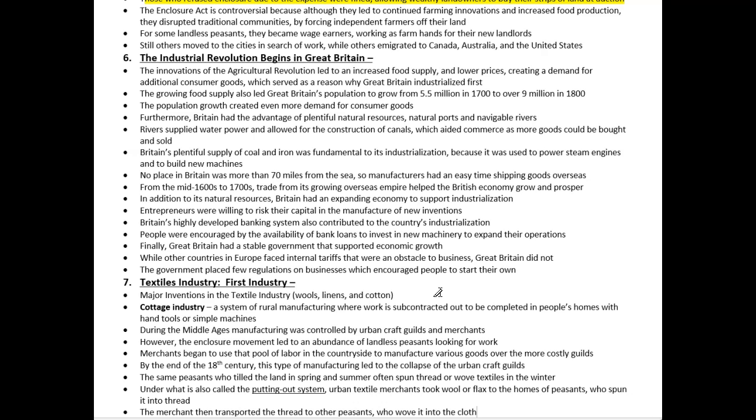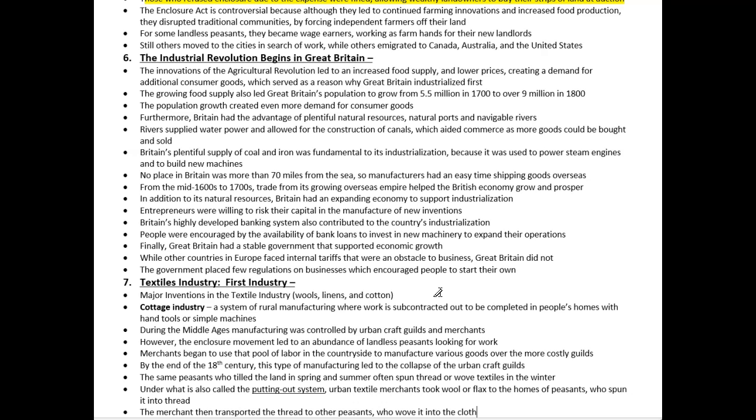Number 6, the Industrial Revolution begins in Great Britain. The innovations of the agricultural revolution led to an increased food supply and lower prices, creating a demand for additional consumer goods, which served as a reason why Great Britain industrialized first. The growing food supply also led Great Britain's population to grow from 5.5 million in 1700 to over 9 million in 1800. The population growth created even more demand for consumer goods.